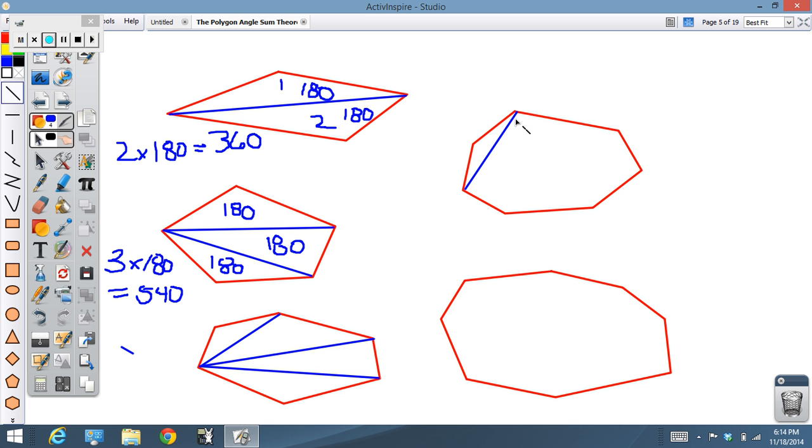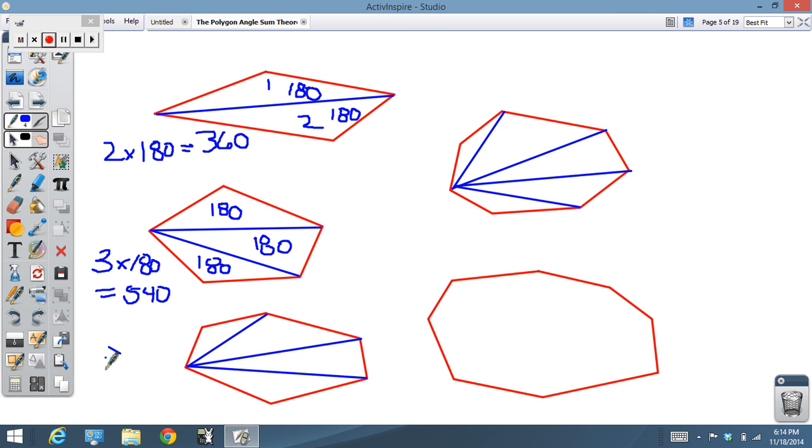Triangle 1, 2, 3, 4. So that's 1, 2, 3, 4, 5, 6. That's a seven-sided figure. So we end up with, this was our six-sided figure. All right, I'm catching my train of thought here. Six-sided figure, I ended up with 4 times 180. If it had 6 sides. If it has 7 sides, 5 times 180.